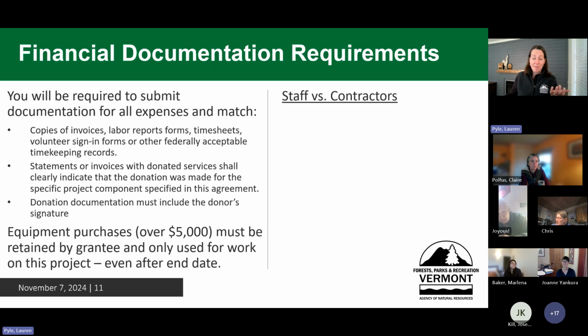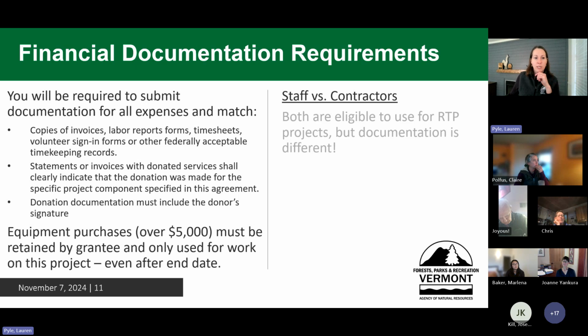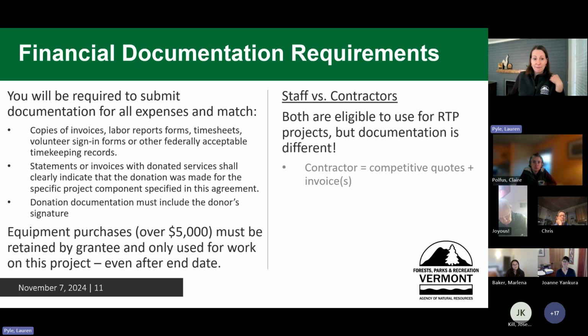Another common question we've gotten in the past is the difference in using staff versus contractors for various types of work, or even volunteers versus contractors. And for the staff versus contractors piece, there are some differences in documentation that I think are important to know now as you're starting to build your budget out, because both are eligible for RTP project reimbursement. With a contractor, from an administrative side, you're going to have to go get competitive quotes, and then you'll need to get invoices from that contractor to document their work and their expenses.